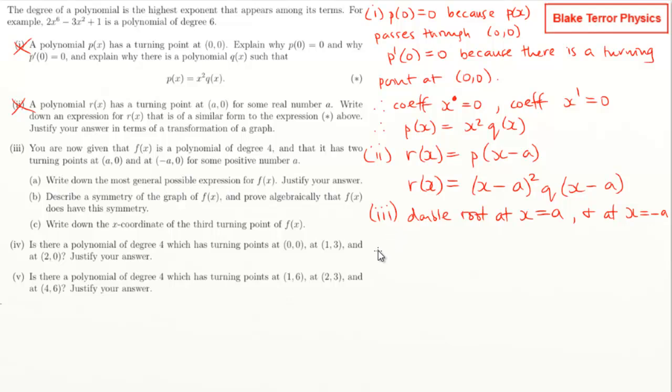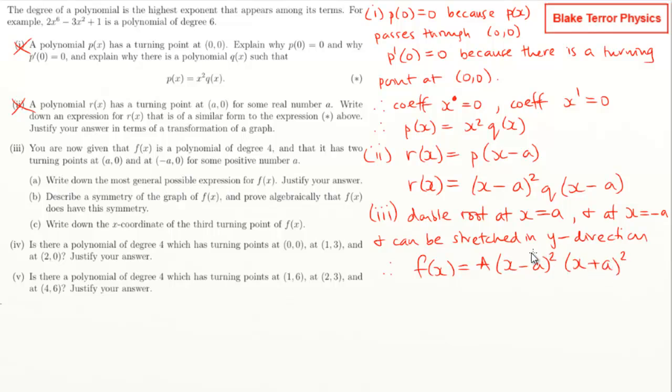And I mean, you can stretch it by some amount in the y direction. We're going to have some multiplier. So therefore f(x) is going to be equal to, well, let's say k times (x minus a) squared for the double root at x equals a, and (x plus a) squared for the double root at x is minus a. That's that one.